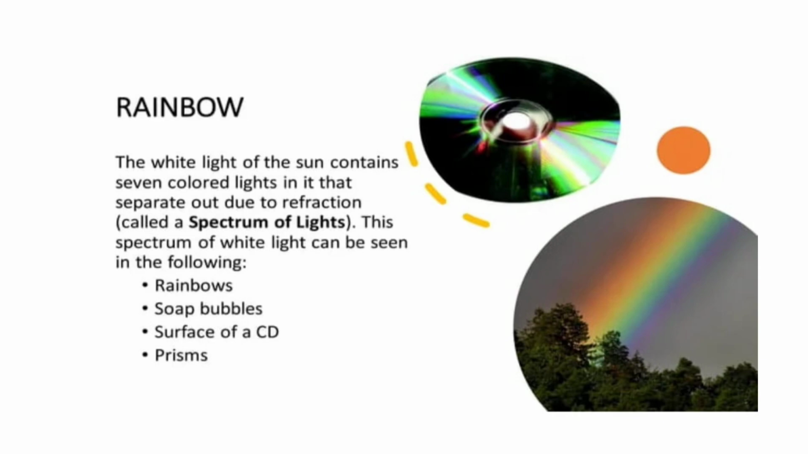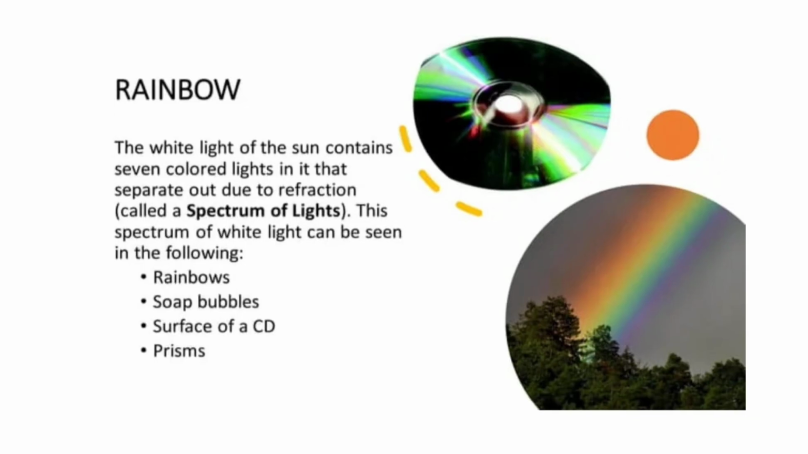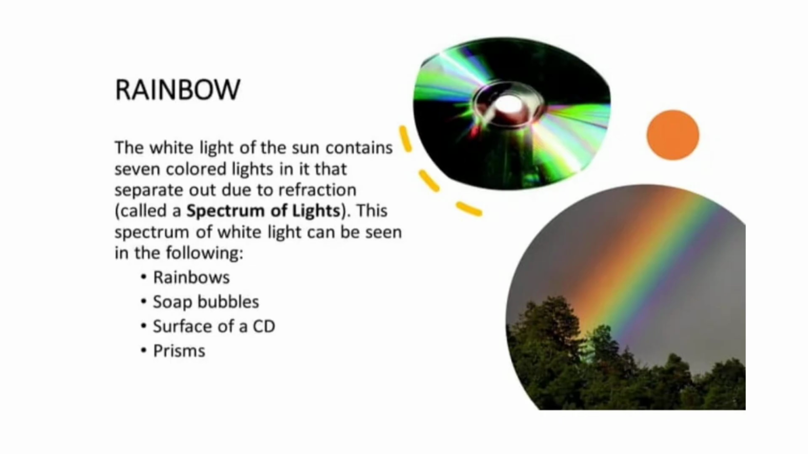Do you ever see the rainbow? The white light of the sun contains seven colored lights in it that separate out due to refraction, called a spectrum of light. This spectrum of white light can be seen in the following: rainbows, soap bubbles, surface of a CD, and prism. Now, the dispersion of white light through a prism.